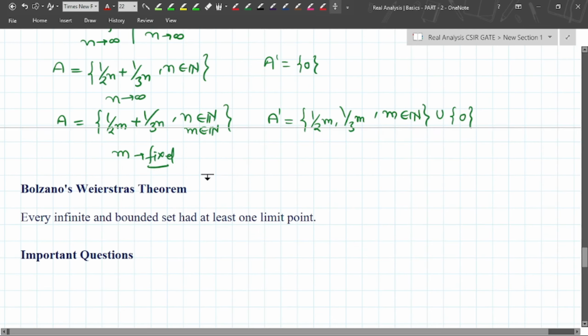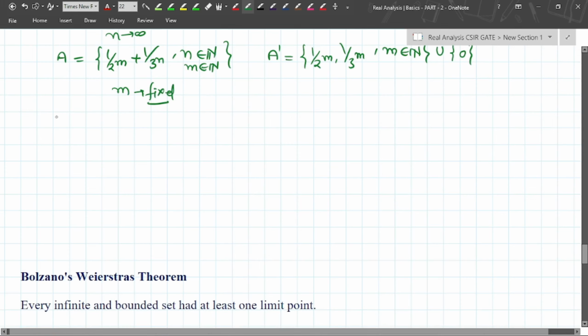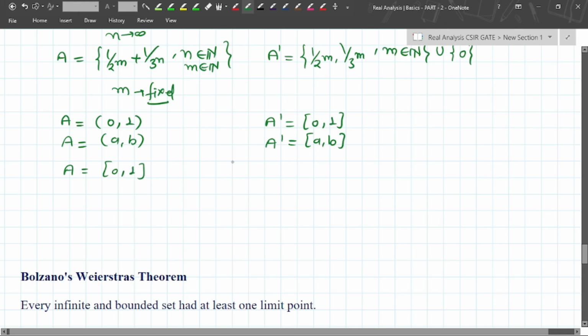There are many examples. We'll take them one by one. For example, I have a set (0, 1). Then what is the derived set for this? The derived set is the closed one, so 0 and 1 are included in that particular set. Similarly, if I have (a, b), then the derived set is the closed set [a, b]. Similarly, if A is [0, 1], then the derived set is itself. And if A is [a, b], the derived set is also [a, b].